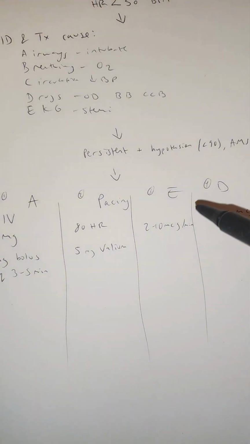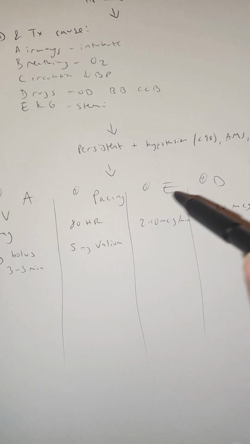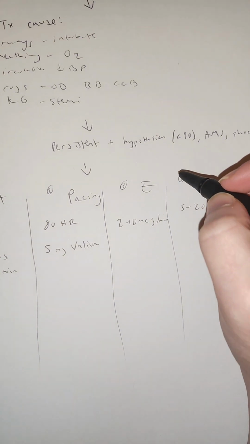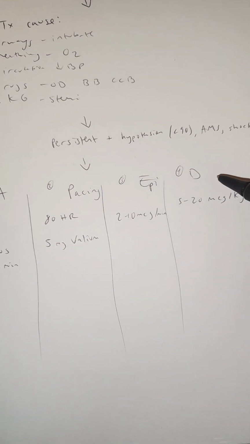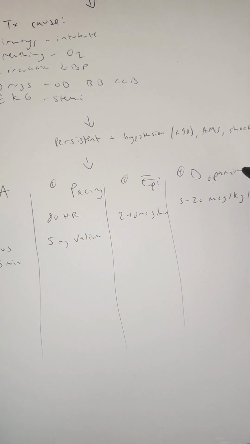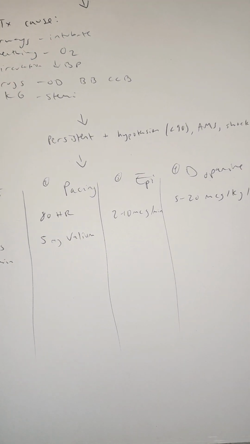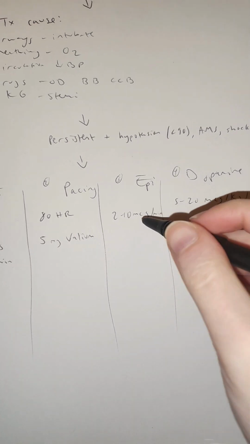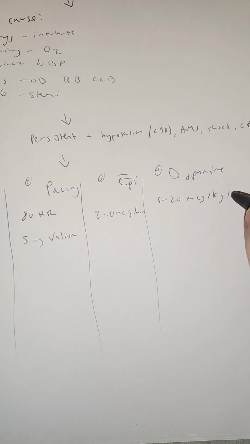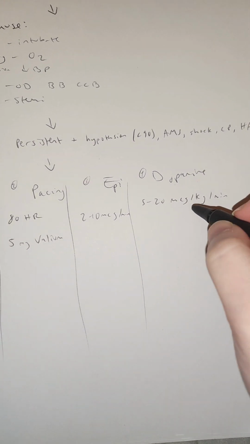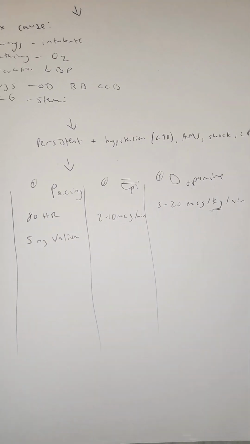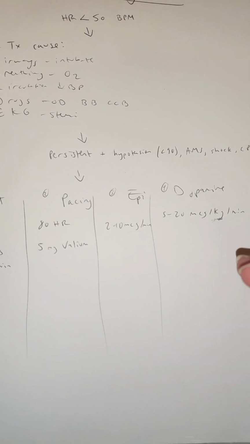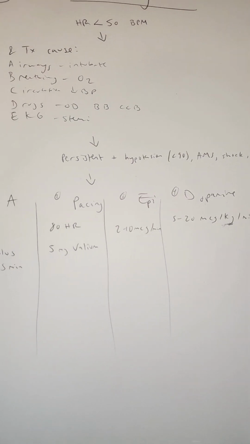Now, you could do also these, or you could do epi or dopamine. So either one, it's going to be an infusion that you're setting up. So the epinephrine infusion is 2 to 10 mics per minute, or the dopamine infusion is 5 to 20 mics per kg per minute. Important to remember the difference in dosing. And you're going to set up an infusion and you're just going to titrate and see if the patient responds.